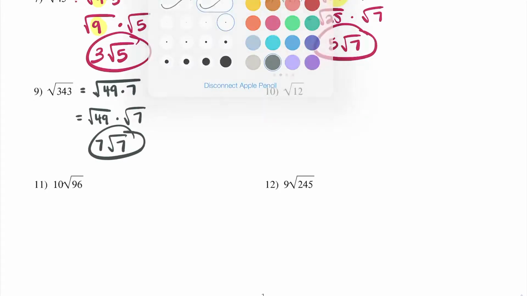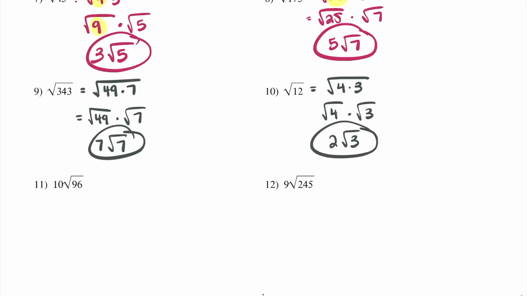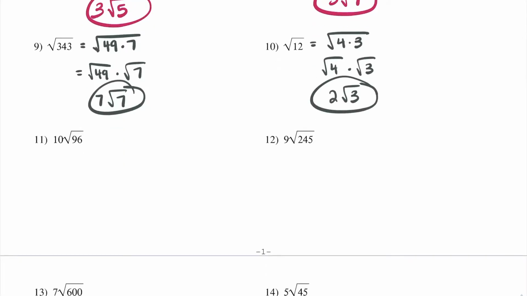All right, number 10. Oh, this is another one we did in class. I can split the square root of 12 into the square root of 4 times 3, which I can then split to the square root of 4 times the square root of 3. The square root of 4 is 2, and then when I multiply that by the square root of 3, I get 2 rad 3. All right, last two.